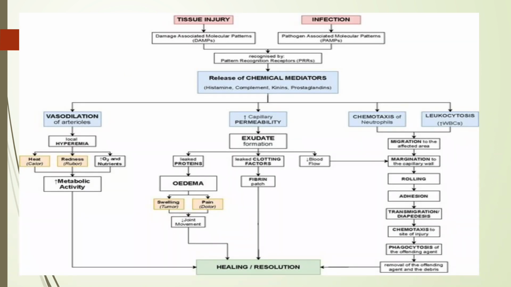This is the overall picture of a tissue injury. Here the first step will be vasodilation of arterioles, then hyperemia, then heat, redness. Finally it will lead to healing. Then capillary permeability: here exudate formation will occur, then formation of edema, finally healing. Then leaked clotting factor, fibrin patch, then healing.